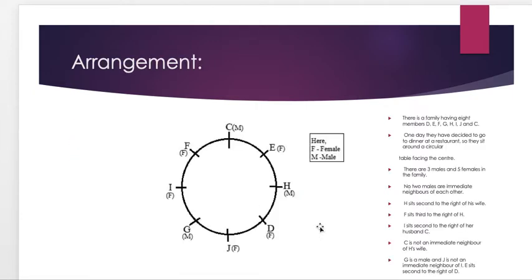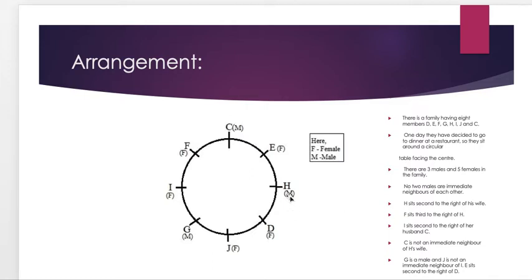The first point given is H sits second to the right of his wife. First we don't know who is H's wife, so you just assume any alphabet you can put here. Also you can just mention H's wife first when you are calculating this.